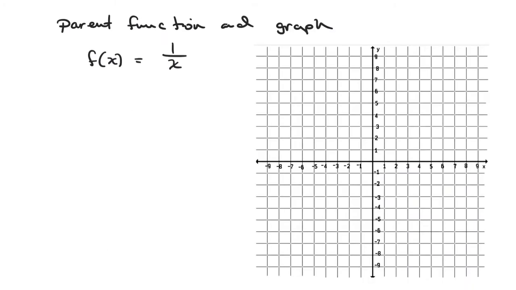The parent function is 1 over x. So we're going to go through the steps of getting all this stuff labeled, and then we're going to graph it. The first thing you always want to do for these is figure out your a. So go through the steps of what a is. So a equals 1, so parent function, obviously no stretch or compression.